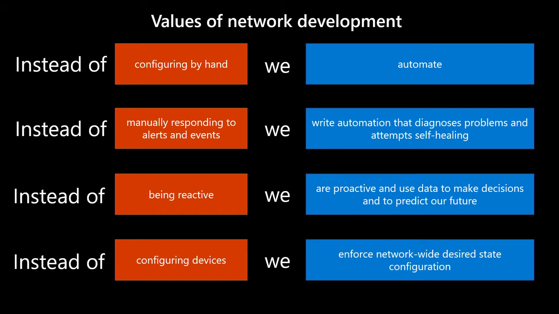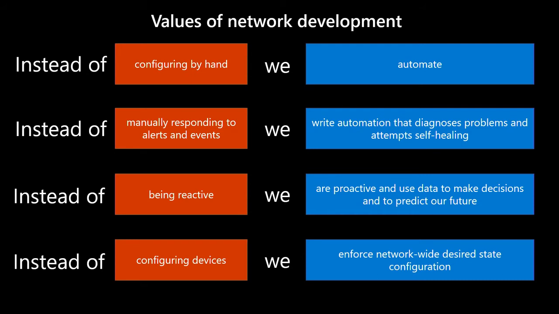With network development, we have four main things that we want to worry about. Instead of configuring by hand, we automate. That's a very common theme in the industry: take what you're doing, automate it, make it simple. The second thing is, instead of manually responding to events, we build automation that responds to these events. Instead of being reactive, we attempt to be proactive, collect facts, and make decisions on the spot in order to provide better automation.